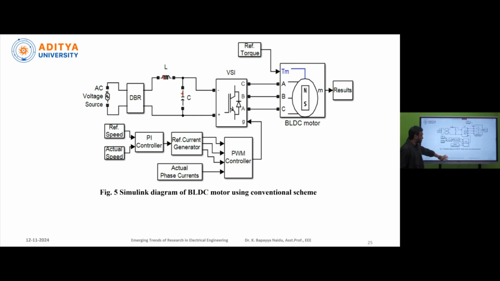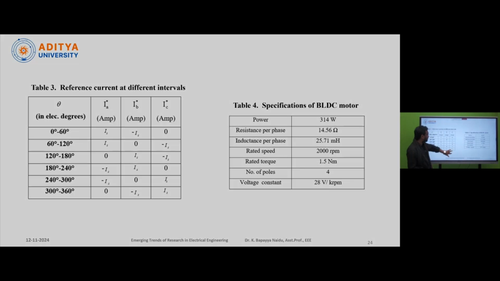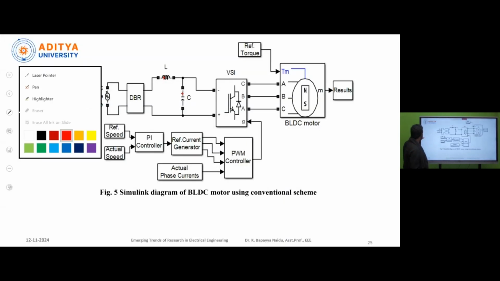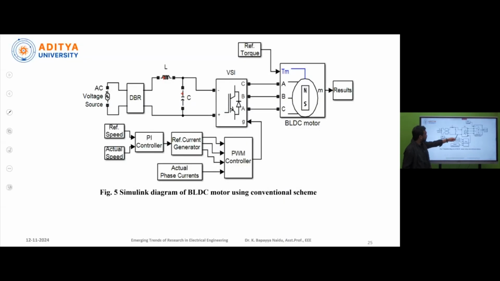This is the simulation diagram of this BLDC motor using the conventional control scheme. Here mainly we are using the voltage source inverter, reference current generator, PI controller and PWM controller, and the supply given to this voltage source inverter is from this diode bridge rectifier.